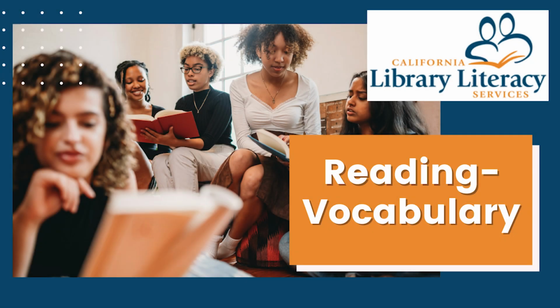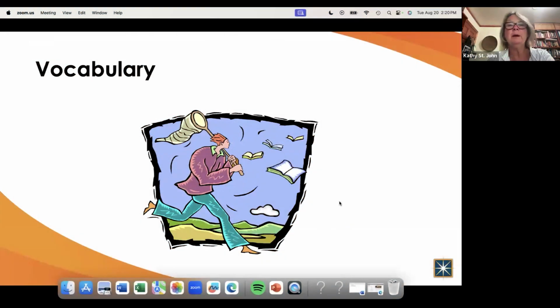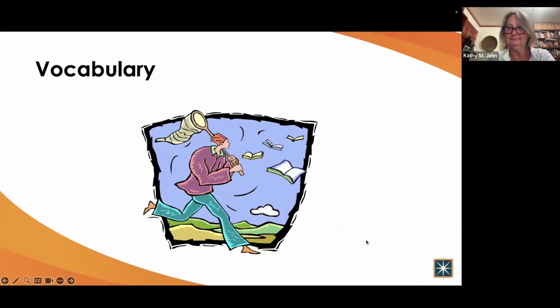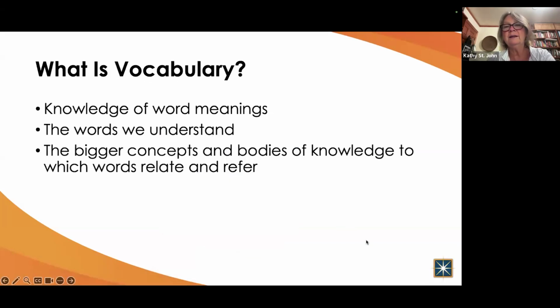So now we are going to talk about the first meaning-based component of reading, and that is vocabulary. So, what is vocabulary? It's knowing what the words mean, and it's the words that we understand that we can use when we're speaking and listening and reading and writing.